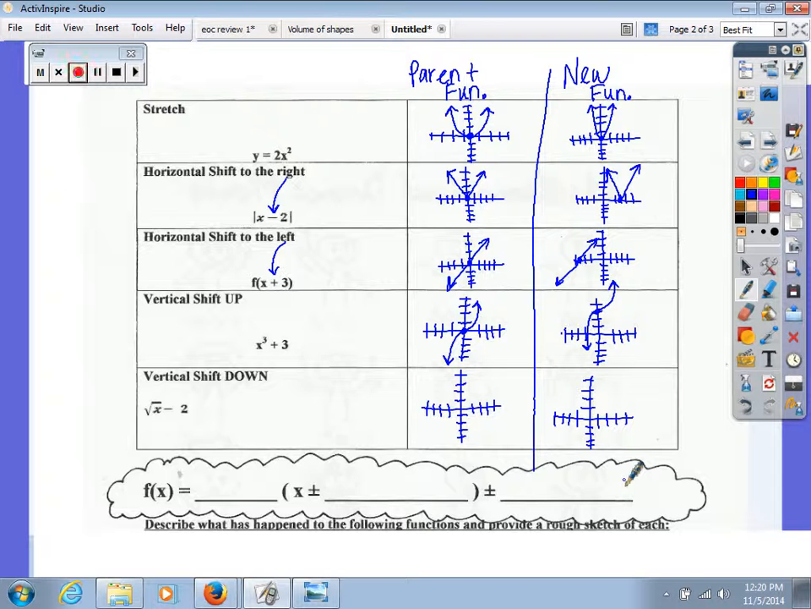And then a vertical shift down. You can easily tell that this is the square root function. And since it's the square root function, start at 0, 0, and it just kind of does that little fun thing. Okay, the rough sketch. Now shift down, so that means I'm going to start at 0, 0 and just count 2 down. 1, 2. And it's going to look something like that. Now these are not exactly correct. These are just rough sketches.